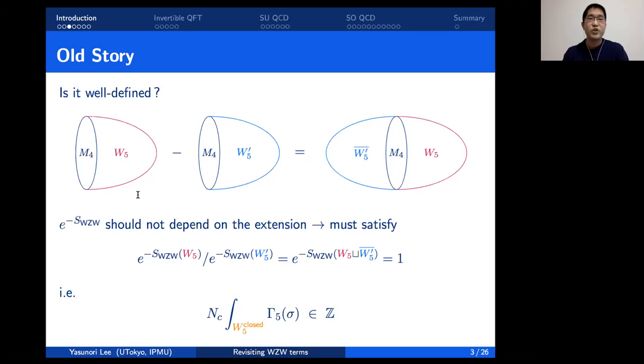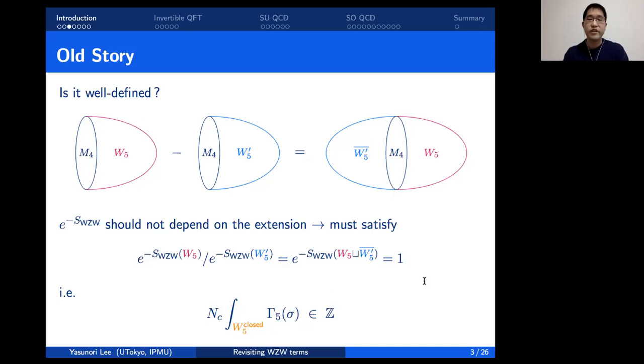Recalling that what actually matters is the exponentiated action, we want this difference, or ratio, between these two exponentiated actions to be trivial. This means that the Wess-Zumino-Witten term on any closed 5-manifold must be 2 pi i times an integer, or equivalently, this gamma 5 integrated over any closed 5-manifold should be an integer.